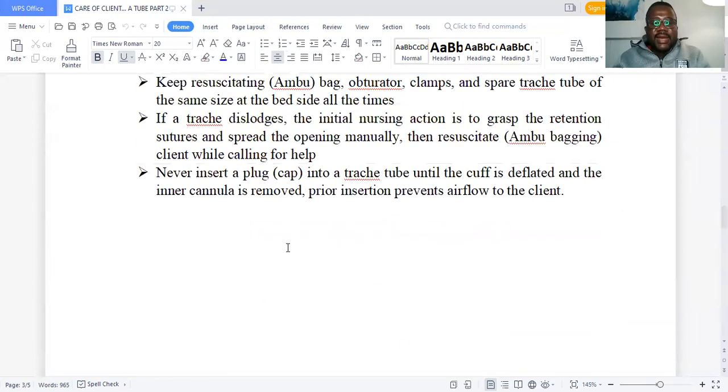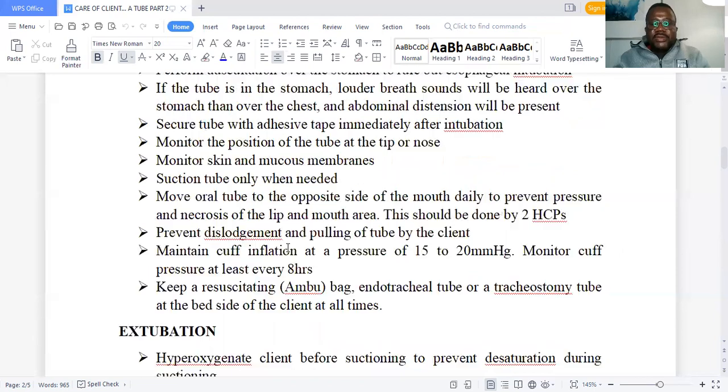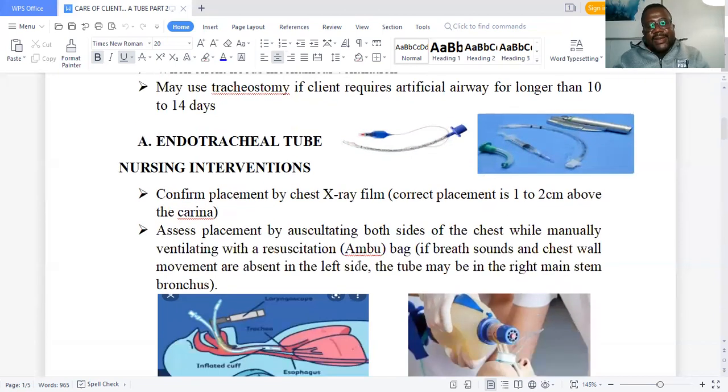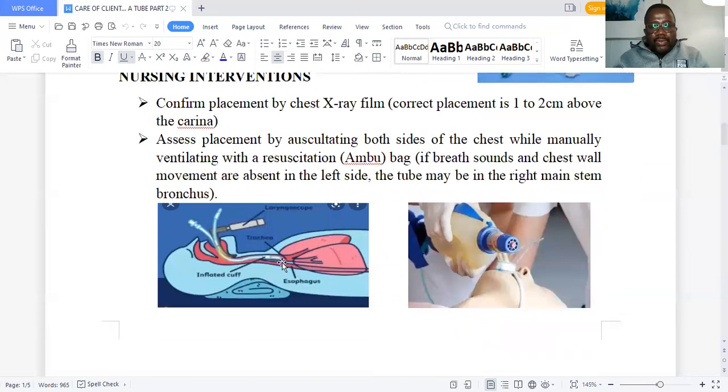We made mention of that. Let's go back to our notes and see that. This is it. We say confirm placement by chest X-ray film. Correct placement is 1 to 2 centimeter above the carina. We said that. The carina is the point where the trachea branches into two bronchi. Okay, that is the carina. So it should be 1 to 2 centimeter above.